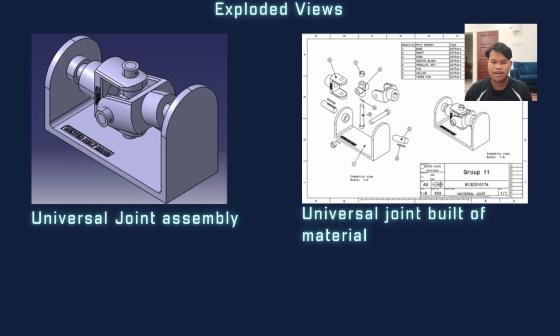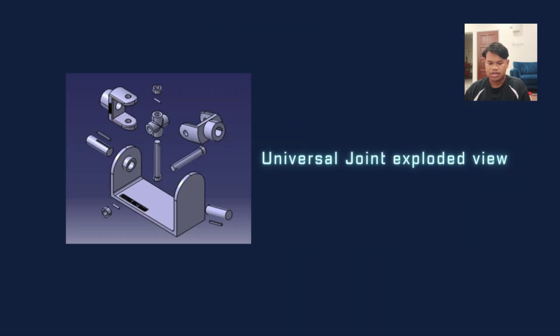Okay, next we have the exploded view for our product. Our product is the universal joint assembly. So we have our bill of material, BOM, of our product. This is our universal joint exploded view. We can see each component needs the others to make our product.